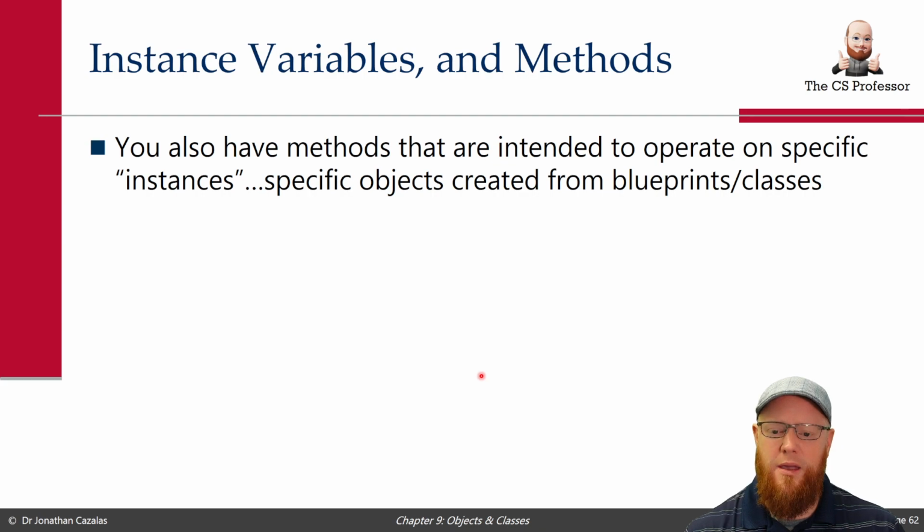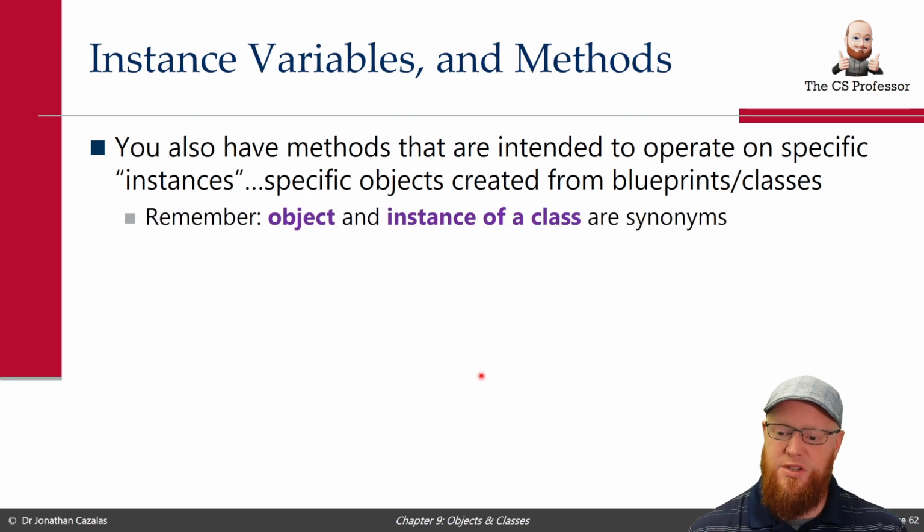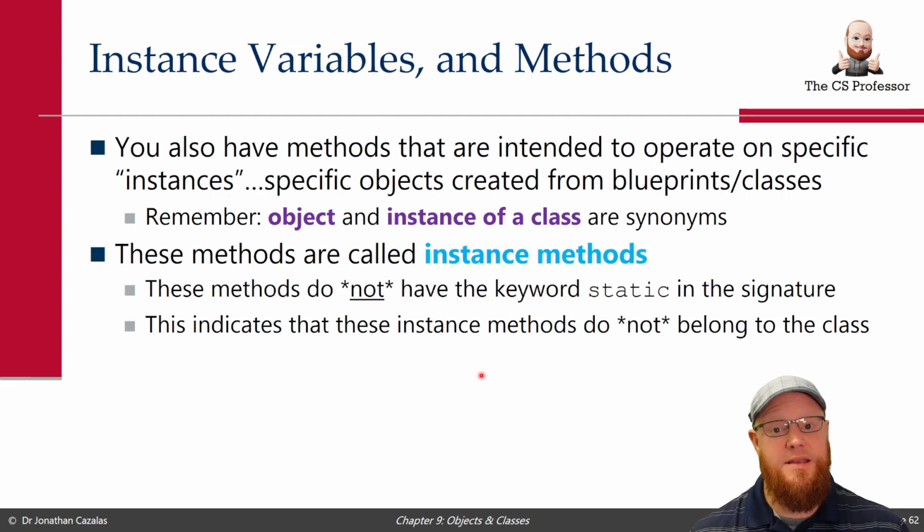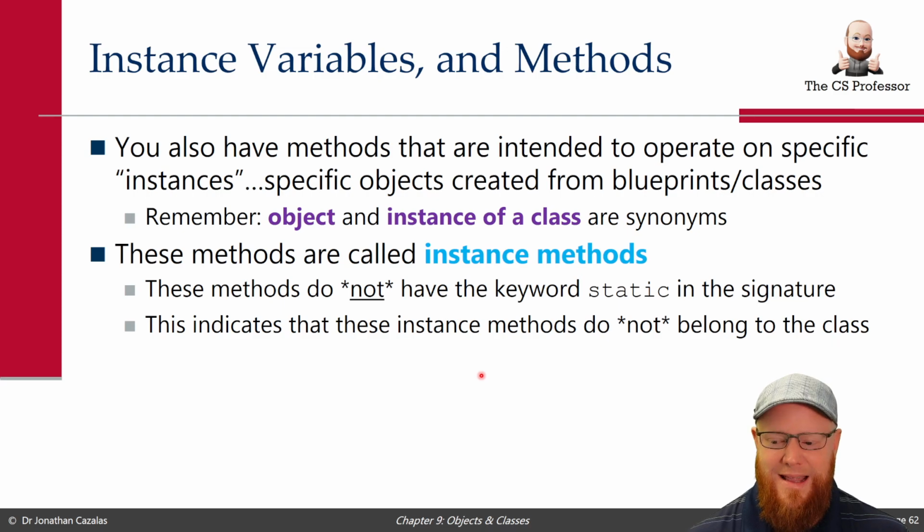So in that same way, we now have methods that are intended to operate on specific instances, specific objects that we create from these blueprints, from these classes. Important to remember that the word object is a synonym for instance of a class. Those are synonyms. And these methods that operate on specific objects, they are called instance methods. These methods do not have the keyword static in front of them. They do not have the keyword static in their signature.